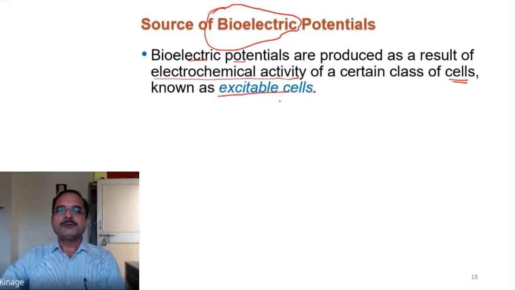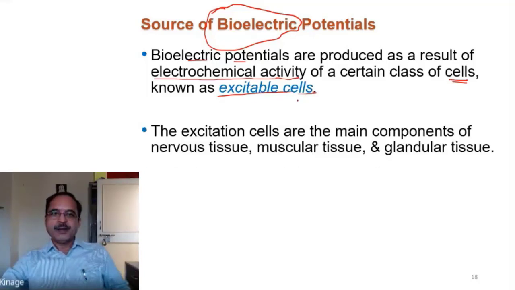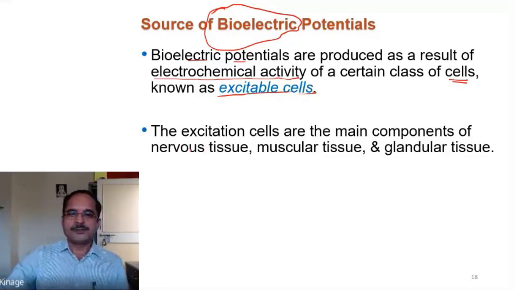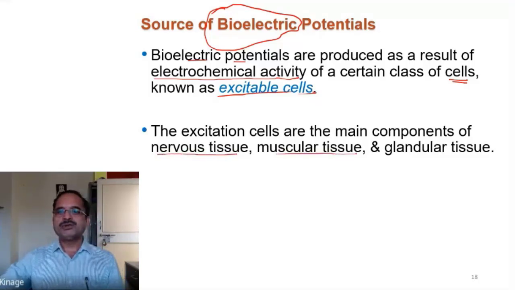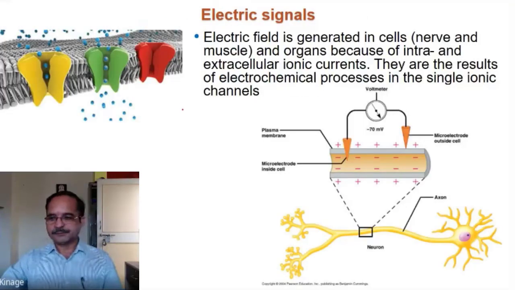These potentials will be generated only in the case of excitable cells, and the excitable cells are usually related to nervous tissue, muscular tissue, and glandular tissues. A tissue is a group of cells. Because of some excitation, some chemical activity happens and it gives rise to an electrical signal.